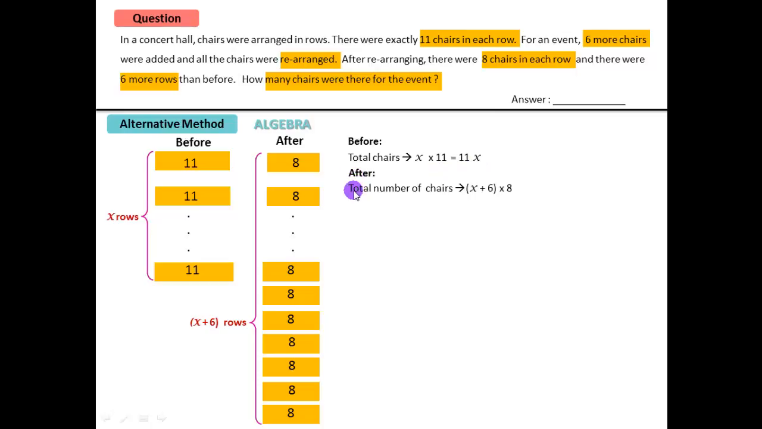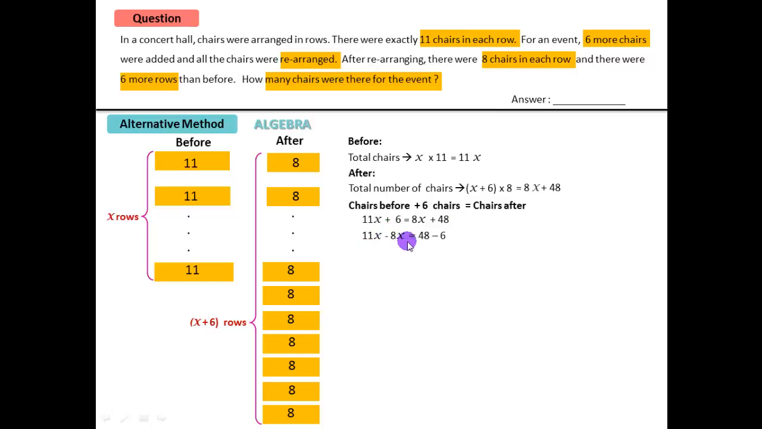The total number of chairs after chairs were added and the chairs were rearranged would be x plus 6, which is the total number of rows now, times 8, which is the total number of chairs in each row now. This will be 8x plus 48. We know that the number of chairs before plus 6 chairs is equal to the number of chairs after. So the number of chairs before is 11x plus 6 chairs is equal to the number of chairs after, which is 8x plus 48. Let's solve this equation and find the value of x.